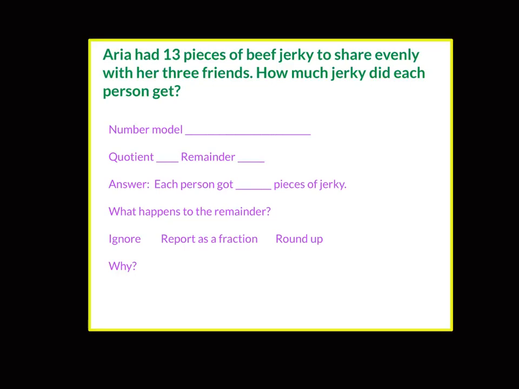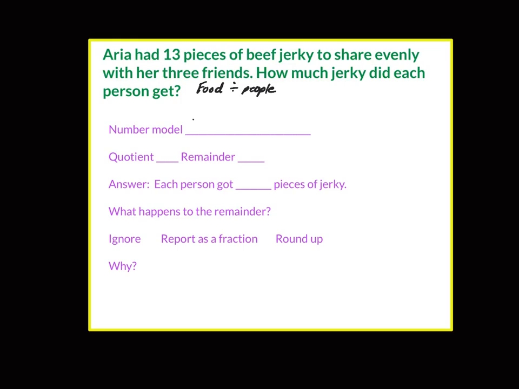Today we're looking at division number stories, and the one we're going to be working through together is: Aria had 13 pieces of beef jerky to share evenly with her 3 friends. How much jerky did each person get? So one thing that I always share with my students is in situations like this, it's always food being divided by people.